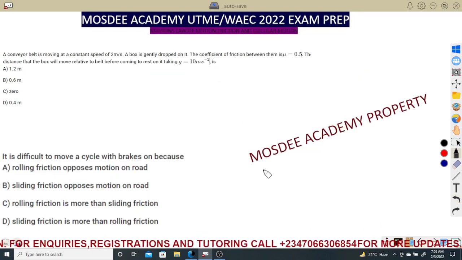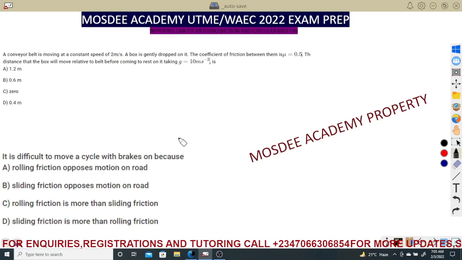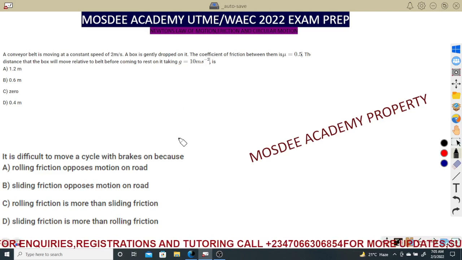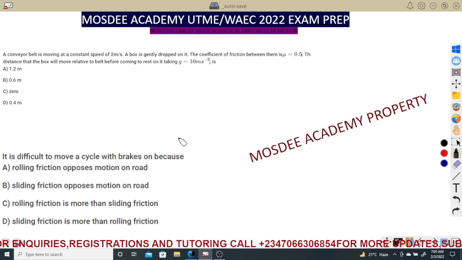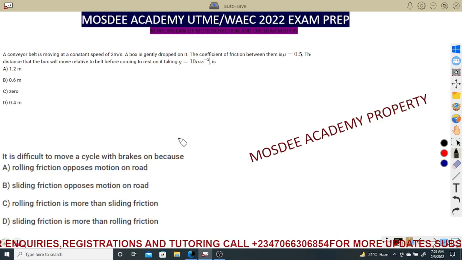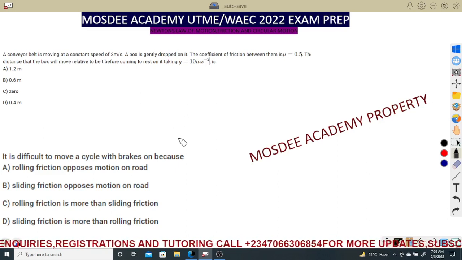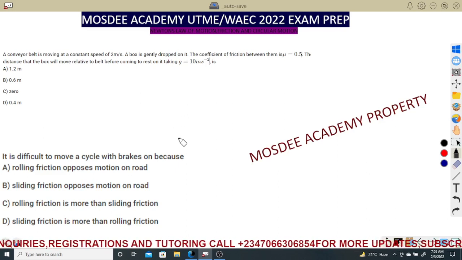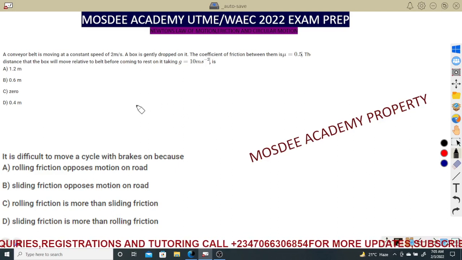So the last two questions that we have for today: a conveyor belt is moving at a constant speed of 2 meters per second. A bus is gently dropped on it. The coefficient of friction between them, which is called mu, is 0.5. The distance that the bus will move relative to the belt before coming to rest is what? So guys, we are looking for the distance.